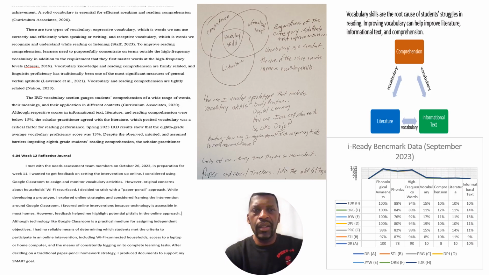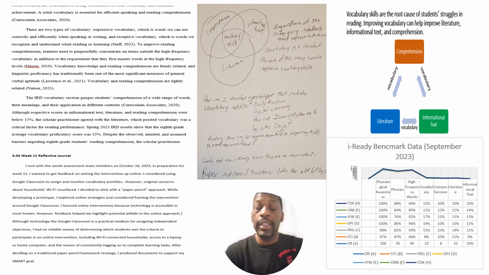The need. After identifying the problem areas, the scholar practitioner assessed the needs. The scholar practitioner discussed the issue with stakeholders, and reviewed the literature on reading comprehension strategies. The scholar practitioner discovered that vocabulary skills are associated with reading comprehension, highlighting vocabulary as the most critical concern.